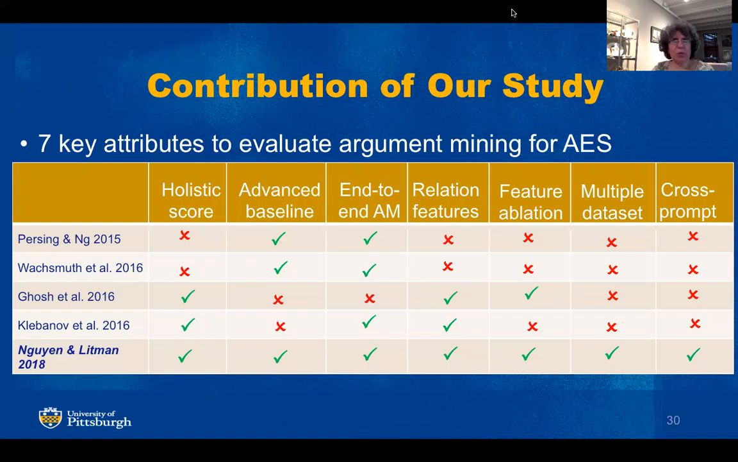We're by no means the first to have explored the relationship between argument mining and automated essay scoring for argumentative and persuasive essay corpora. What our work contributes to this literature, however, is that we try to investigate lots of areas which people have looked at in isolation, in one very comprehensive study.